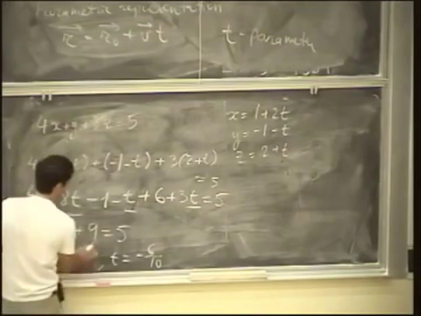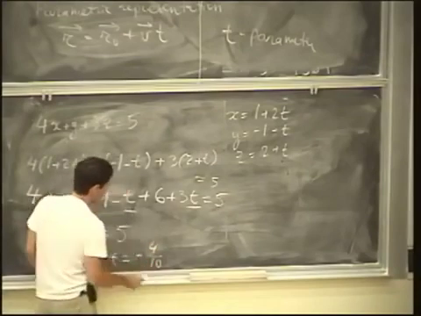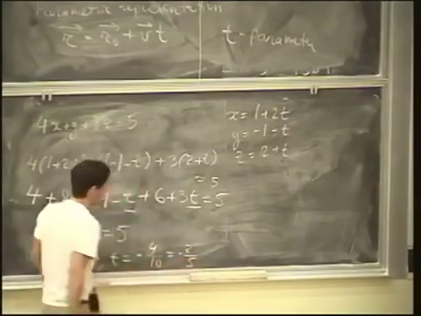What did I do? Okay. It's one of those days. So minus negative 4 over 10. But I'm glad that you're paying attention. That's a good sign. Negative 2 over 5.